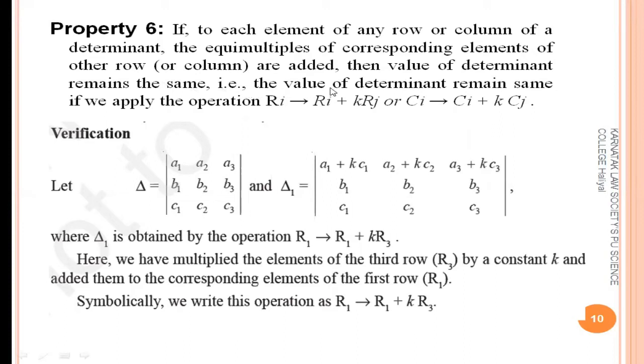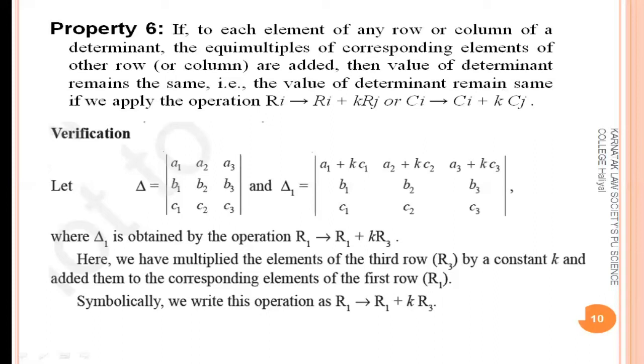If equimultiples are added or subtracted, sometimes you will get the same value. The determinant value will not change. See, the row operation Ri plus K Rj or Ci plus K Cj. It will be clear if you solve examples of this kind. Here, just remember these operations.